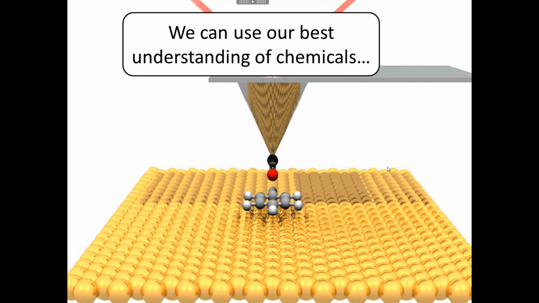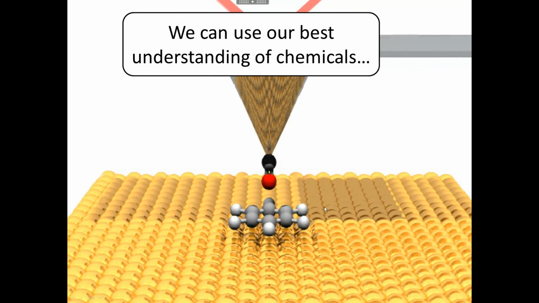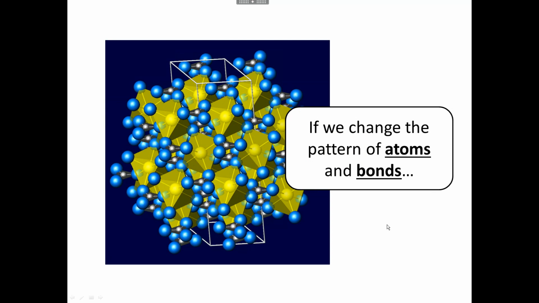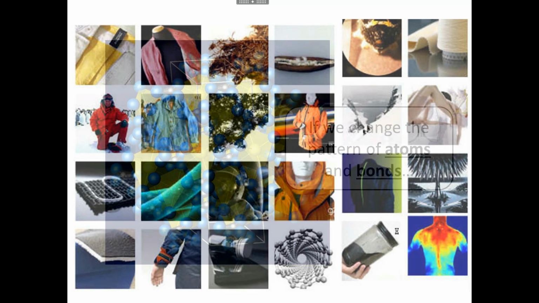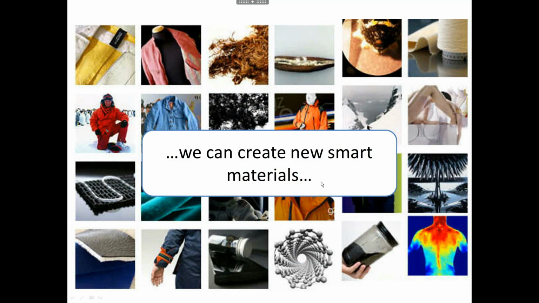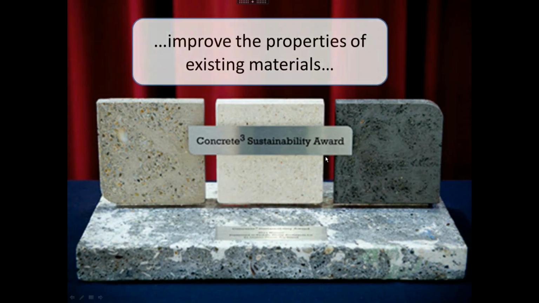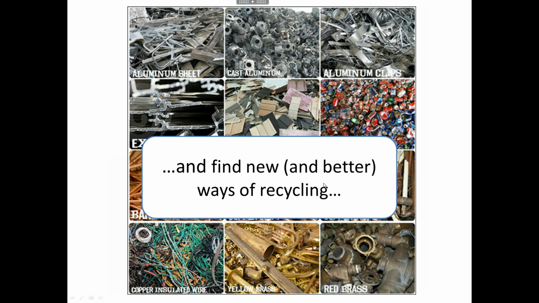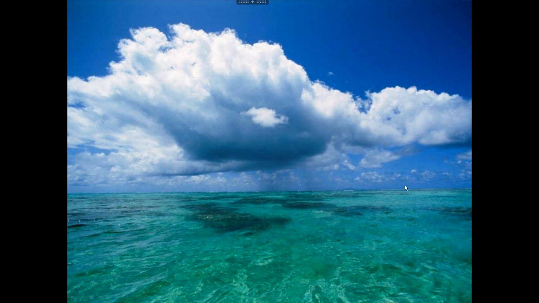Now, if we look closer at those elements and compounds, we can learn about their atoms and the bonds between atoms. If we can understand the pattern of atoms and bonds, we can take control and we can change the properties of those materials. We can make new smart materials. We can improve the properties of existing materials. And we can even find new and better ways of recycling materials if we can understand the pattern of their atoms and bonds. So scientists are often interested to work out the pattern of atoms and bonds inside a chemical.